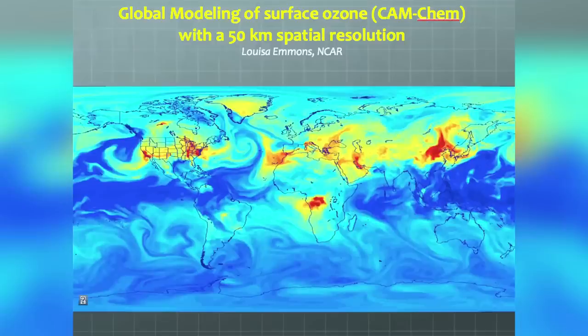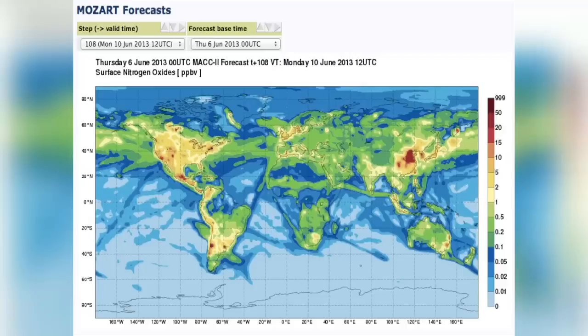This is the NCAR CAM-CHEM model showing a representation of ozone concentration at the surface. And you see here the resolution is about 50 kilometers in space. And you see, of course, the complexity of what the model can do. Showing, for example, large amounts of ozone in regions affected by precursor pollutants, but also in the tropics where biomass burning is important.